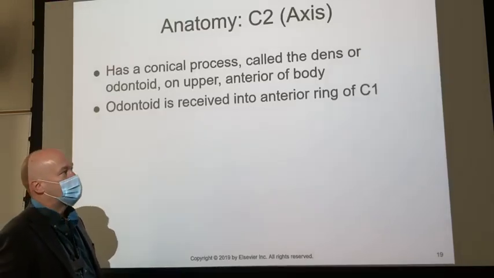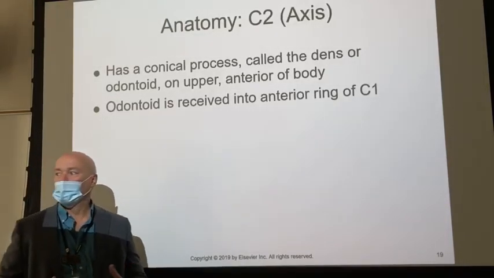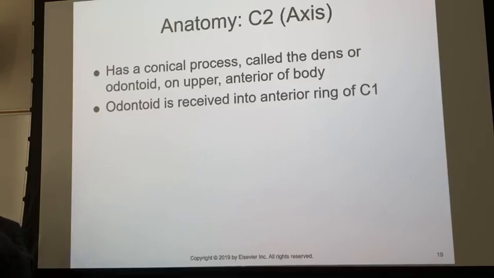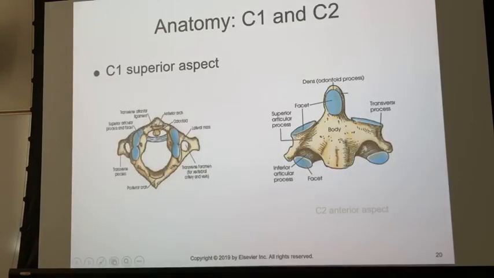So the unique thing about C2 is it's got a massive body for its size, and it receives C1, so that the odontoid process sticks up through C1. So you've got kind of an axle type thing going on there, so that you can rotate the head. So C1, again, you've got this little bulge here, but you really fundamentally have no body.